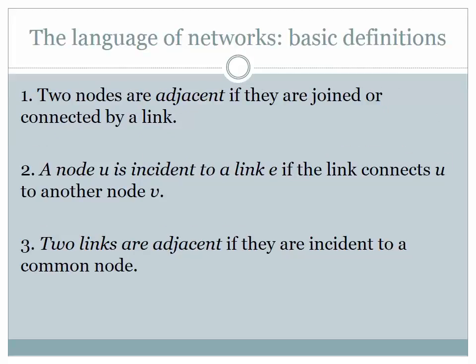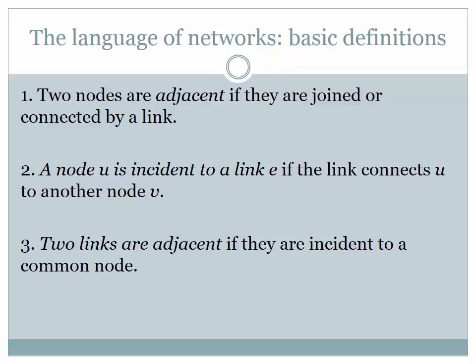In section 1.5, we define the following. We define what it means for two nodes to be adjacent. Two nodes are adjacent if they are joined or connected by a link. A node is incident to a link if the link connects U to another node. So a node U is incident to a link E if the link connects U to some other node V.